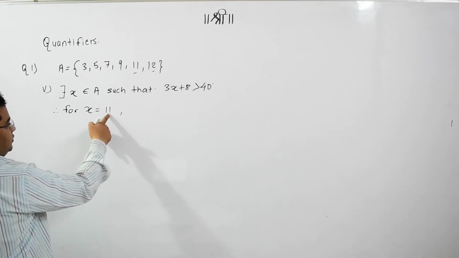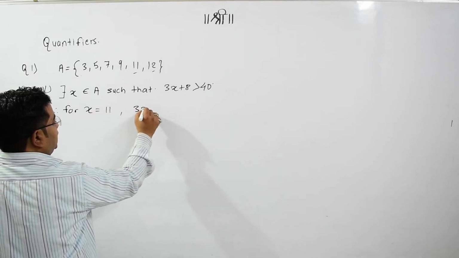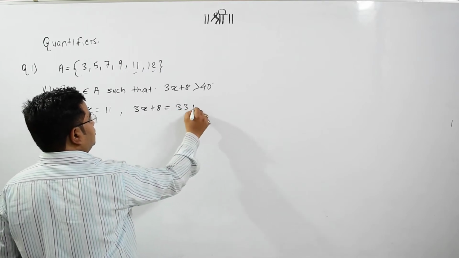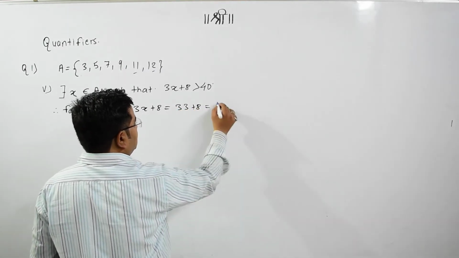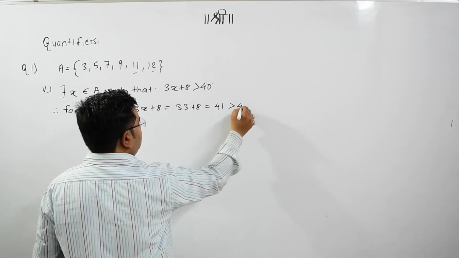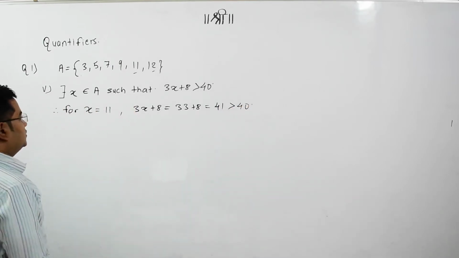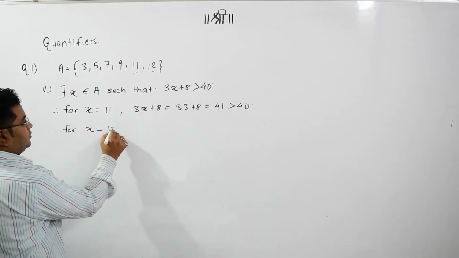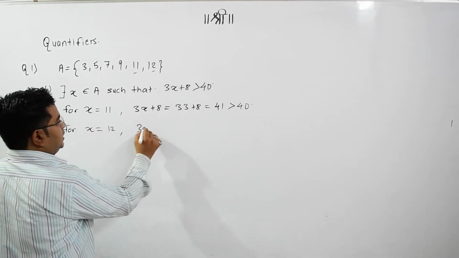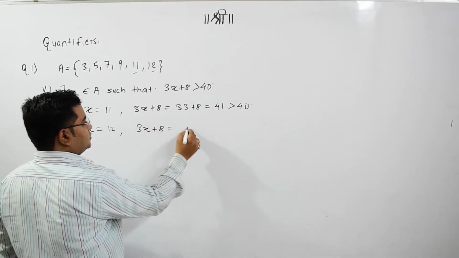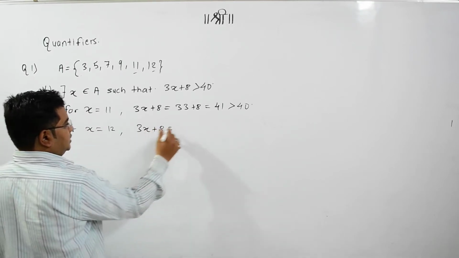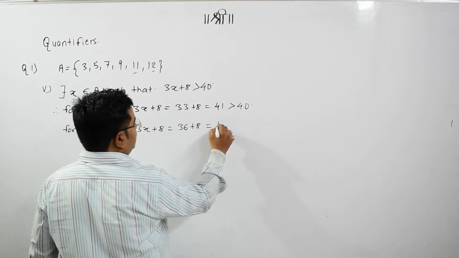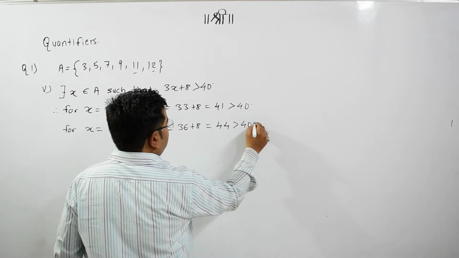So for x is equal to 11, 3x plus 8 is equal to how much? 33 plus 8, which is equal to 41, which is greater than 40. Understood? And for x is equal to 12, 3x plus 8 is equal to 3 twelves are 36, 36 plus 8 is equal to how much? 44, which is again greater than 40.